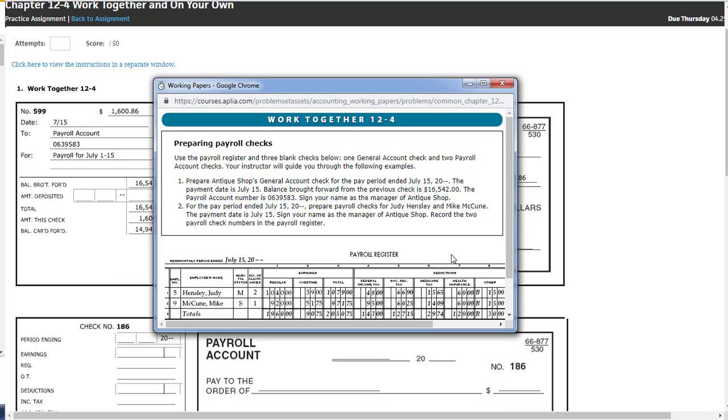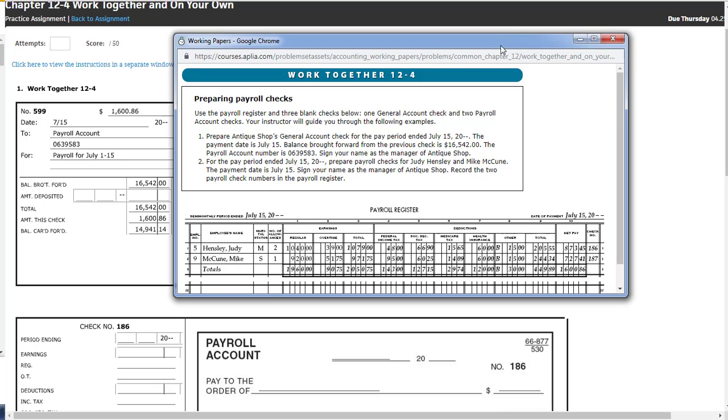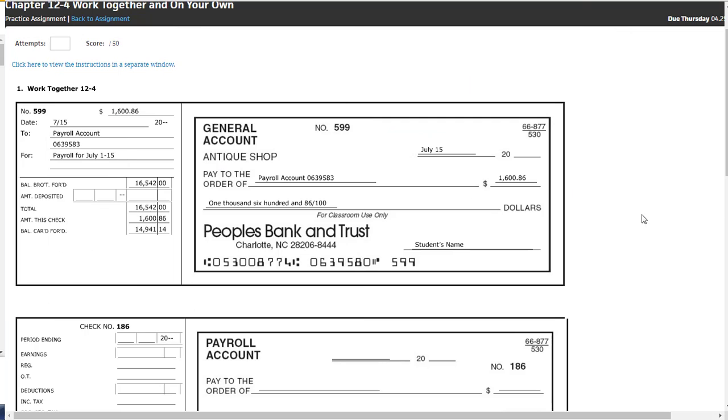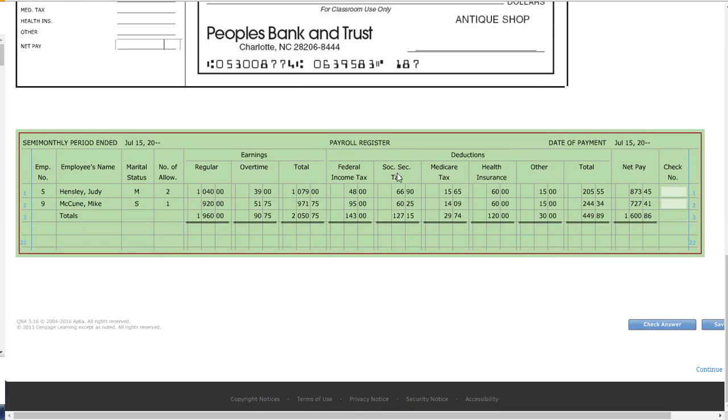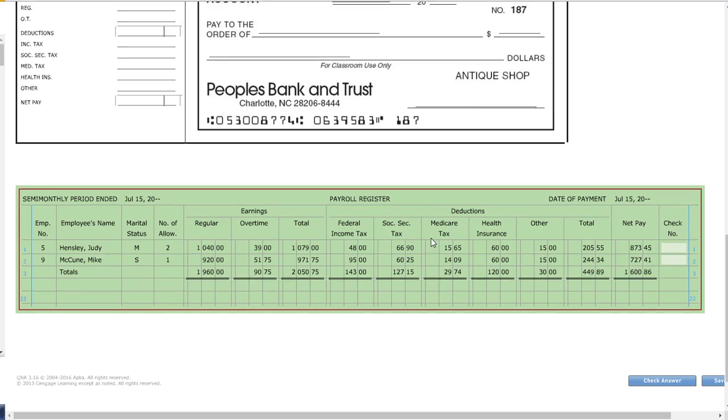Instruction number 2 says, for the pay period July 15th, pay the payroll checks for Judy Hensley and Mike McCune. The payment date is July 15, and sign your name as the manager of the antique shop. Record the 2 payroll check numbers in the payroll register. Got it. Okay. So I am going to have my directions up on the side. Otherwise, I'm going to have to scroll down here to get my numbers. So the directions has the payroll registers. That's the same on the bottom.